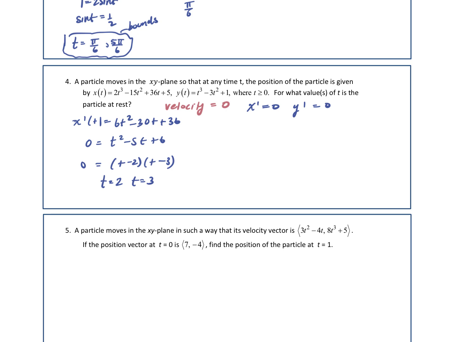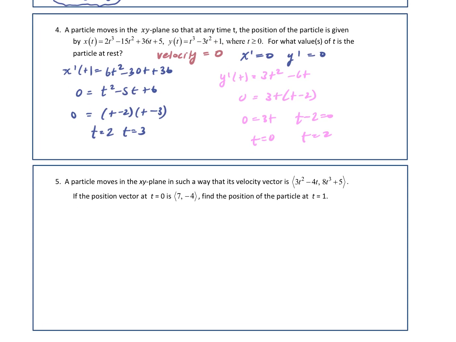All right, let's do y prime of t, which is equal to 3t squared minus 6t. Set that equal to 0: 3t, t minus 2. So 3t is 0, t minus 2 is 0, so we get t equals 0, t equals 2. So the y component stops going up and down at 0 and at 2.